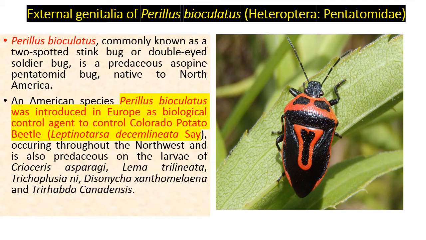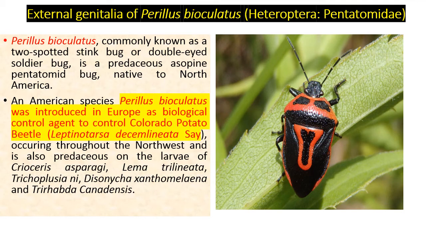It is a stink bug, that is why it is a Pentatomidae, also known as the double-eyed soldier bug. Soldier is because it is a predaceous Asopine bug which is native to North America. It is important because it was introduced in Europe from America as a biological control agent to control the Colorado potato beetle, Leptinotarsa decemlineata. So that is why it is of very important economic importance.